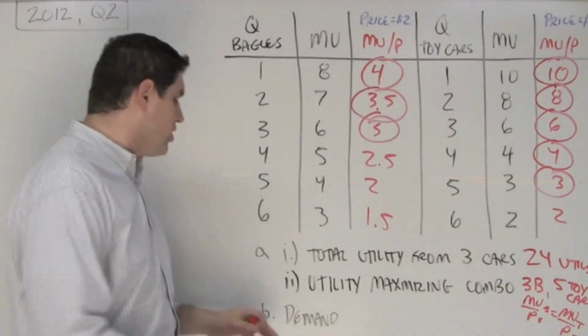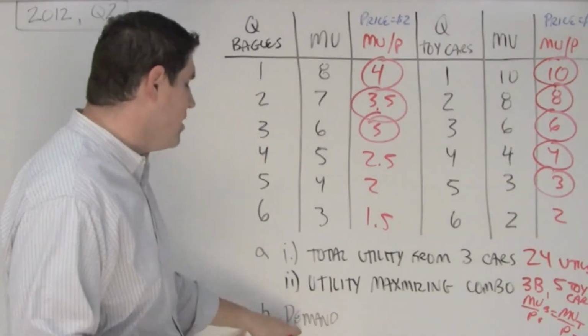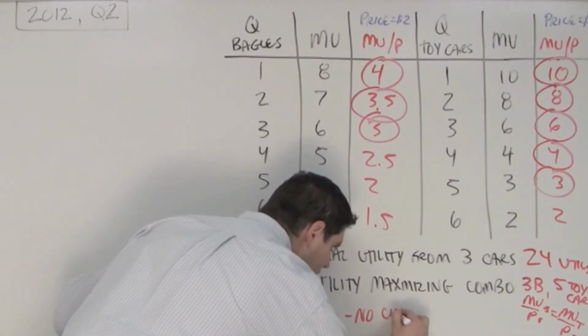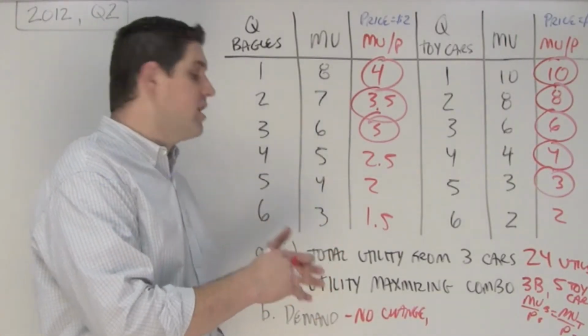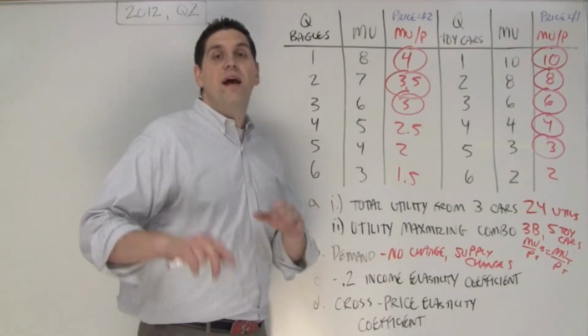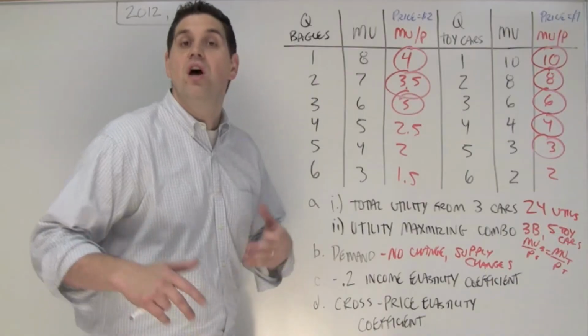Now the next question focuses on the demand for bagels. It says if the price goes up for wheat, how does it affect the demand for bagels? The answer is nothing. There'll be no change. If the price of wheat goes up, that's going to cause the supply to change, but that won't affect the demand at all.